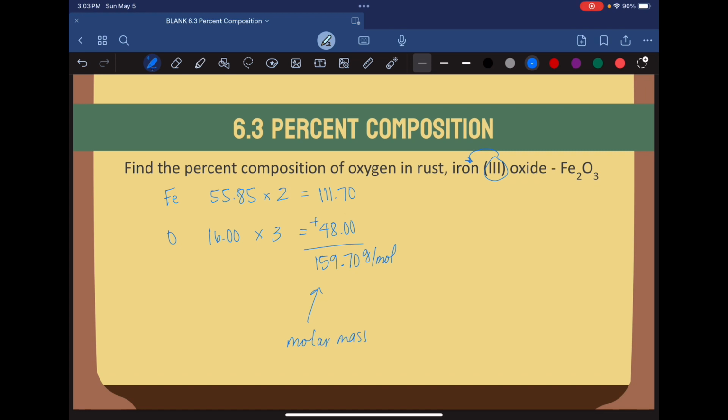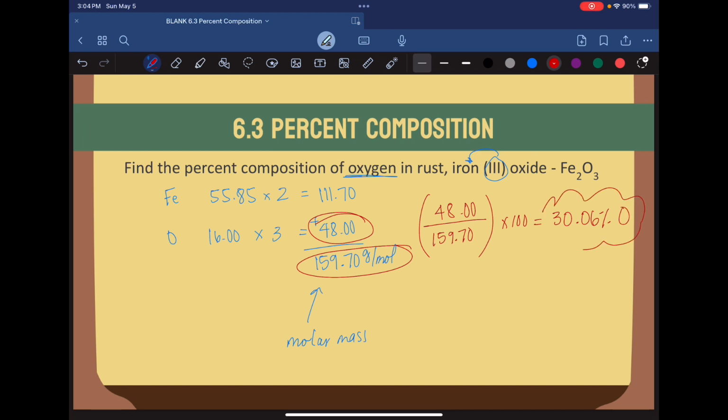You're going to find the percent composition of oxygen. Let me change colors. So oxygen, it was 48. The molar mass is 159.70. So it's the part divided by the whole times 100. And I'm just going to round to 2 decimal places. So I'm going to get 30.06% oxygen. So the percent composition of oxygen in iron(III) oxide, which is rust, is 30.06%.